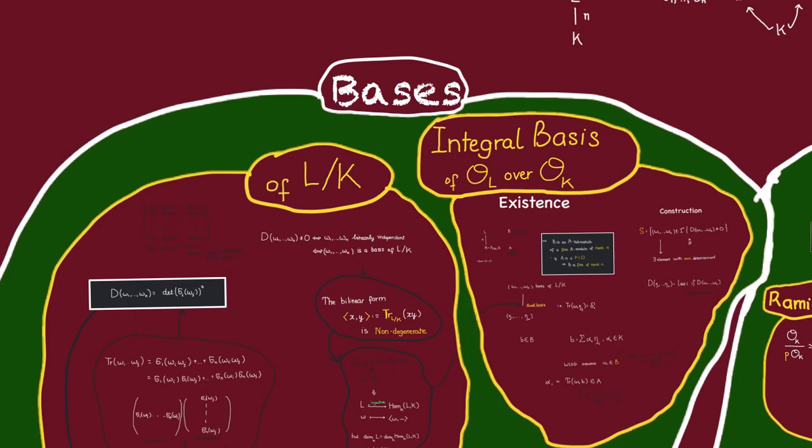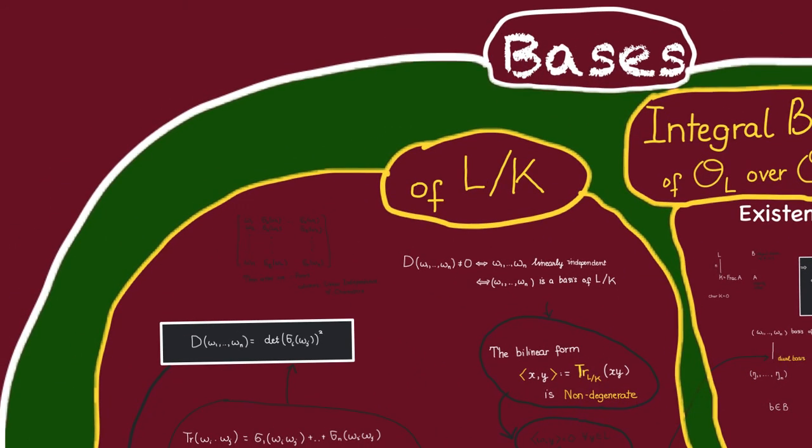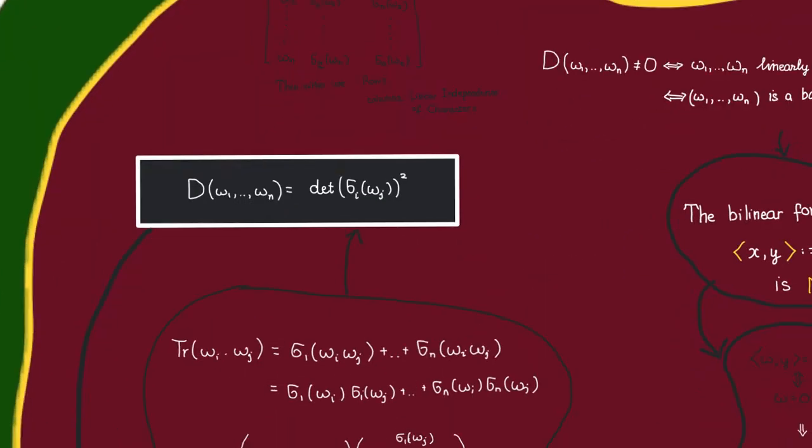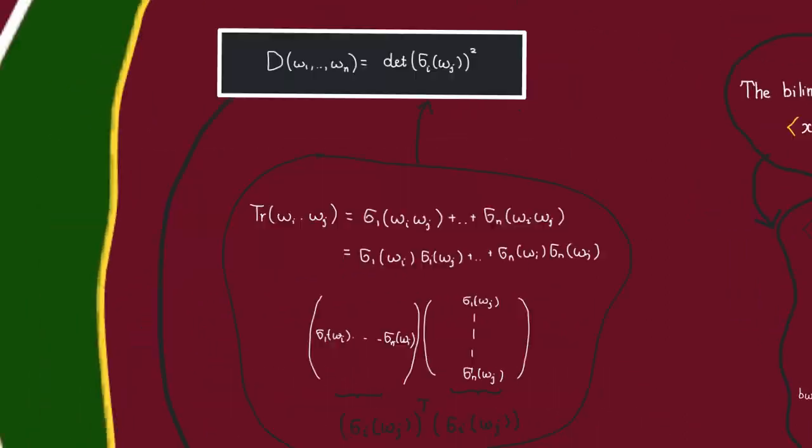So how does a discriminant detect bases of L over K? To that end, we need to give another characterization of the discriminant. Observe that given a tuple omega i, the matrix of the bilinear form corresponding to trace is just going to be the product of this matrix, sigma i omega j, with its transpose. So then the discriminant of omega i, being the determinant of this matrix, is just going to be the square of the determinant of this matrix here.